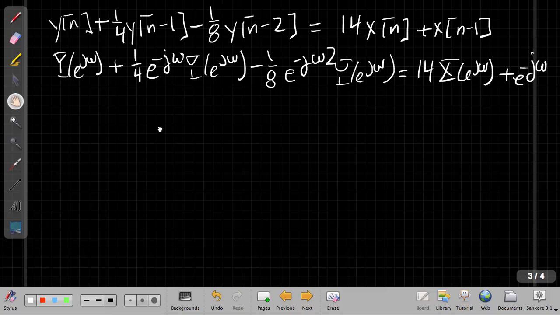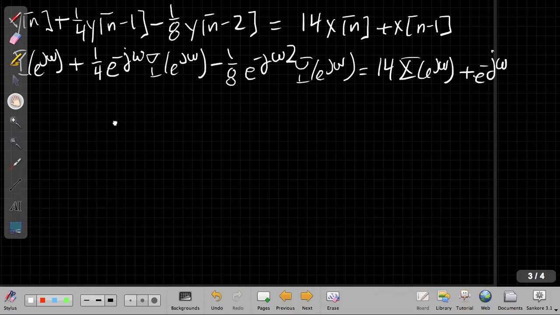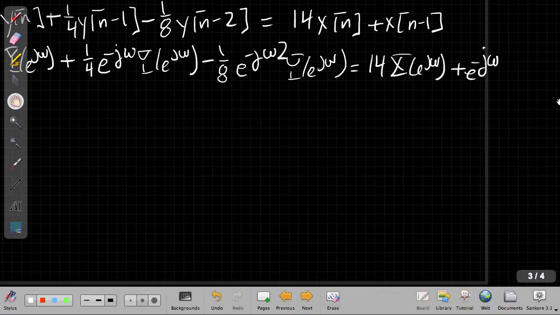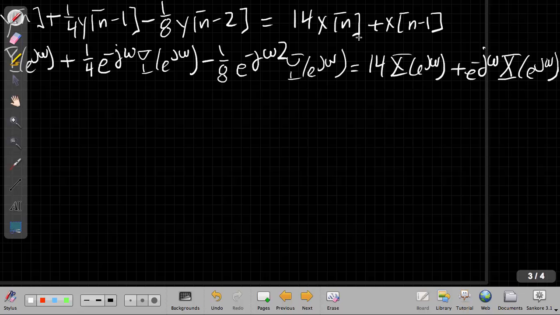times x of e to the j omega. So again, I've used the shifting property several times here, where shifting in time is equivalent to multiplying by e to the minus j omega times the shift in frequency.